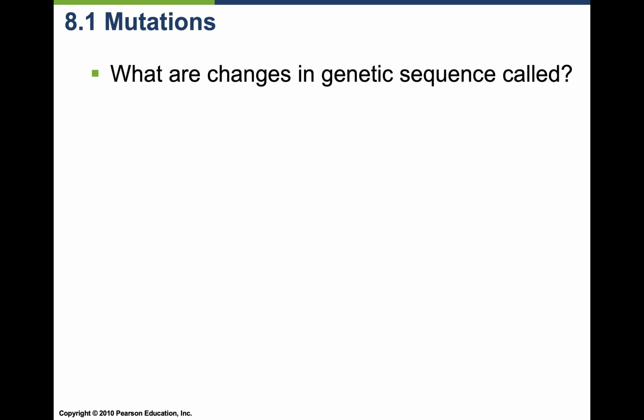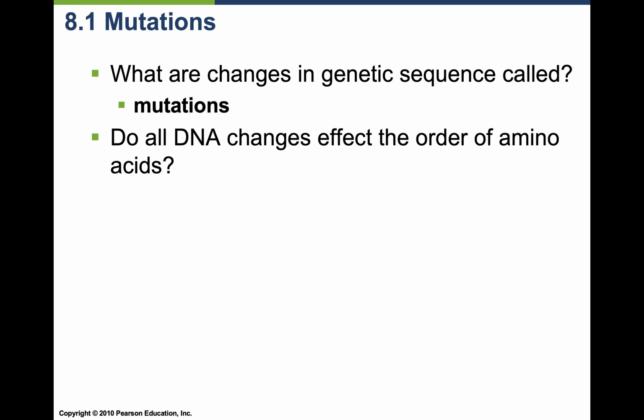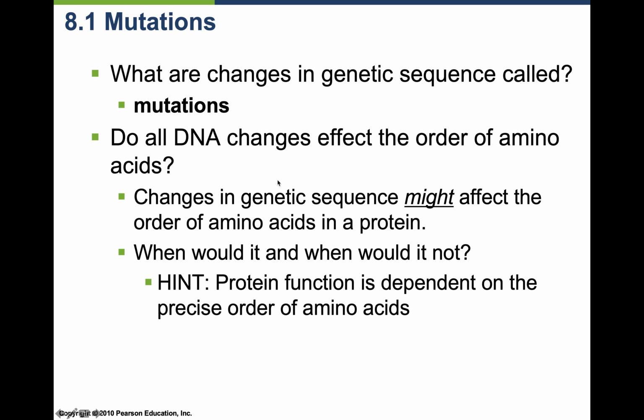All right, mutations. So what are changes in the genetic sequence? Changes in the genetic sequence are called mutations. We know this, right? But do all DNA changes affect the order of amino acids? Meaning, could you have a mutation, from what you've seen in that previous table, and change amino acids? Changes in the genetic sequence might affect the order of amino acids in a protein. And why is it just a might? When would it and when would it not? And a hint: protein function is really dependent on the precise order of amino acids.